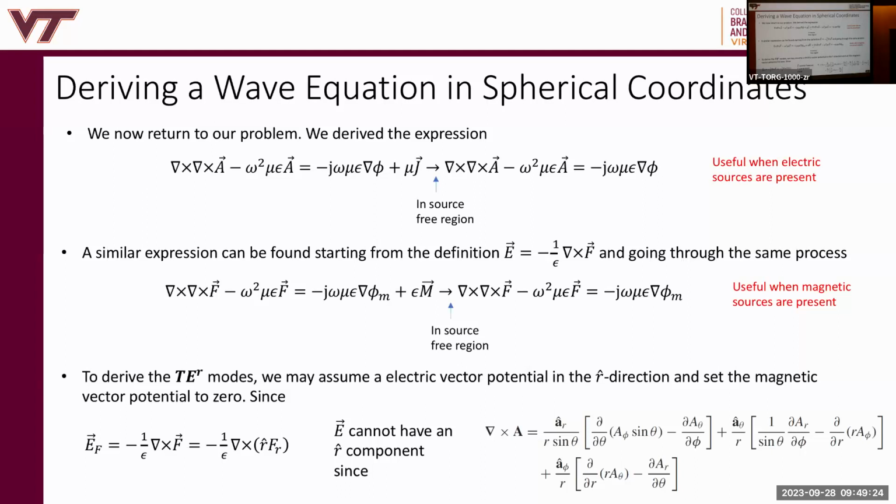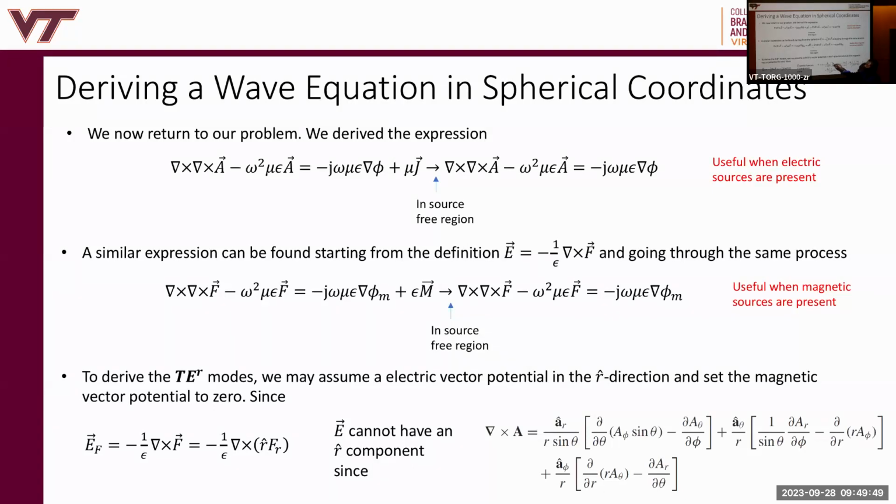We can do everything all over again. We start with the expression for E in terms of its electric vector potential. So we define E in terms of an electric vector potential, minus 1 over epsilon curl of F. It's almost the dual of the previous equation, except we pick up a minus sign. So be cognizant about that. You can repeat the entire process and you end up with the following.